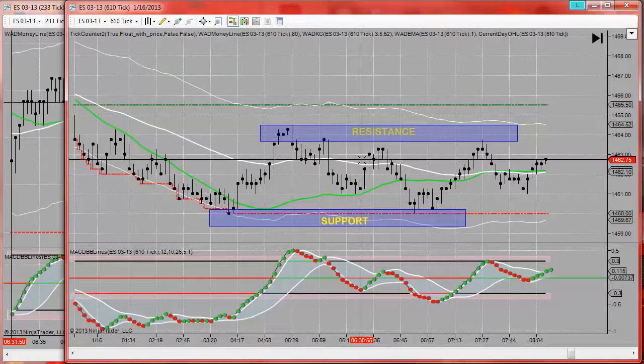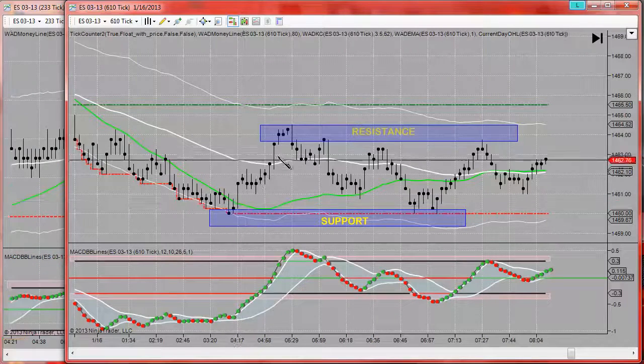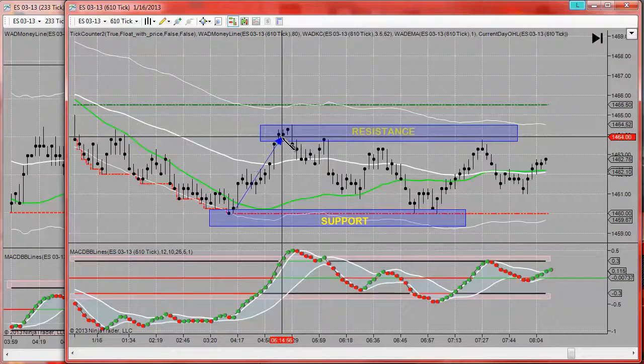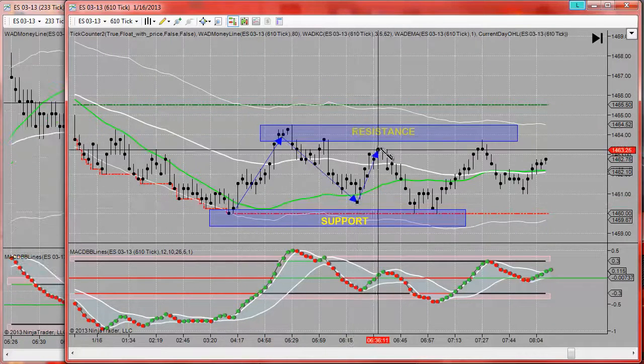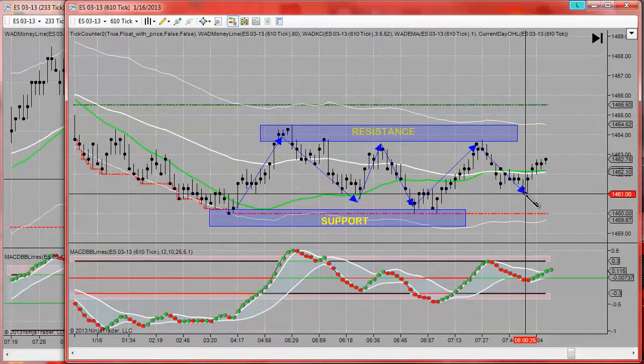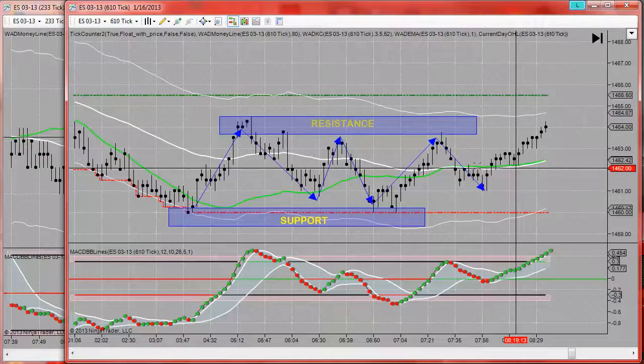The same way that little helicopter reacts to the ceiling in your house is the same way price is going to react when it hits resistance. So in this case, price hits resistance and it bounces off, and then again it hits resistance and it bounces off, and it continues to do that. That's basically what resistance is. And it's the same thing as support.